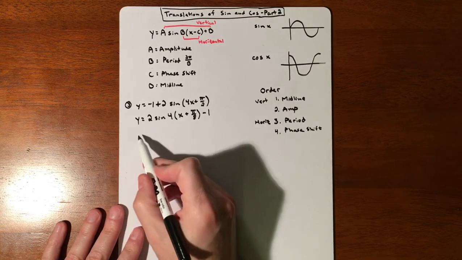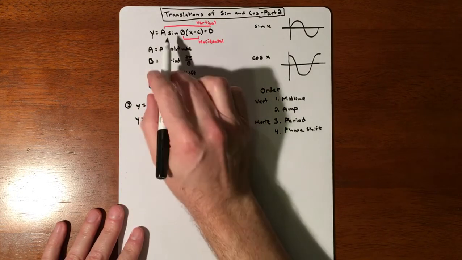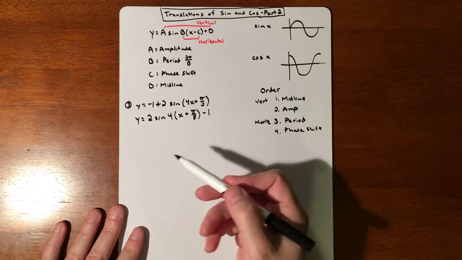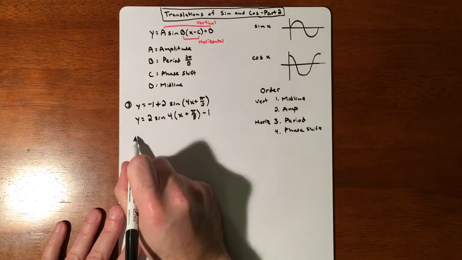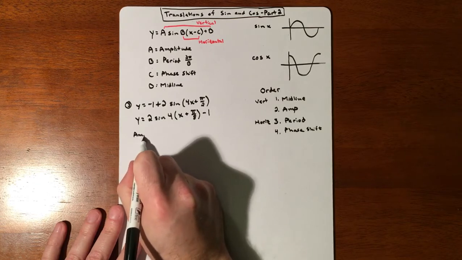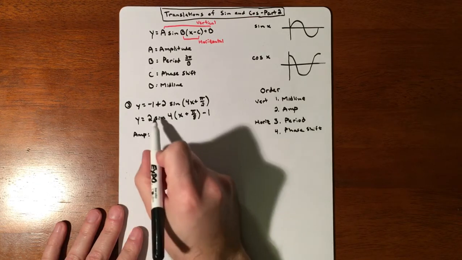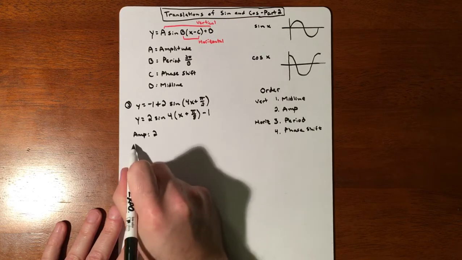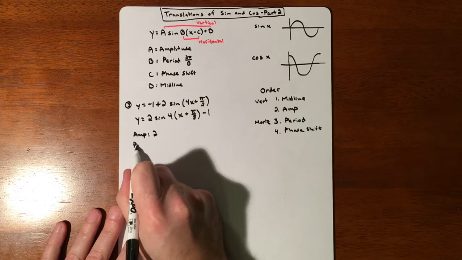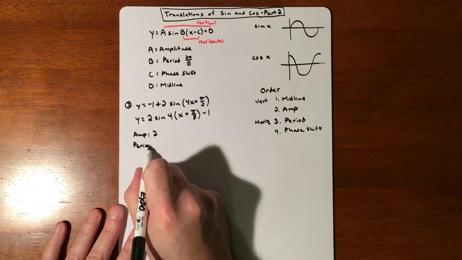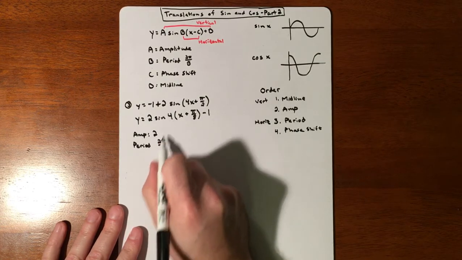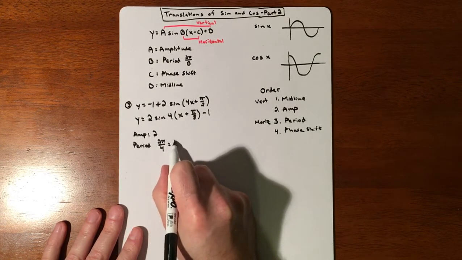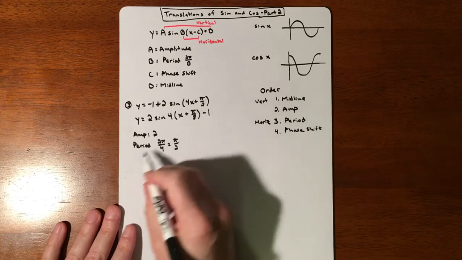And again, I'm going to put the pieces in the same order as our letters here, but when I graph it, I'm going to do my vertical pieces first and then my horizontal pieces second. So amplitude. The amplitude is going to be 2. My period is going to be 2 pi divided by 4, which makes it a pi over 2.